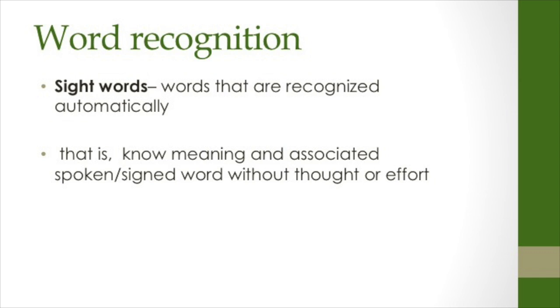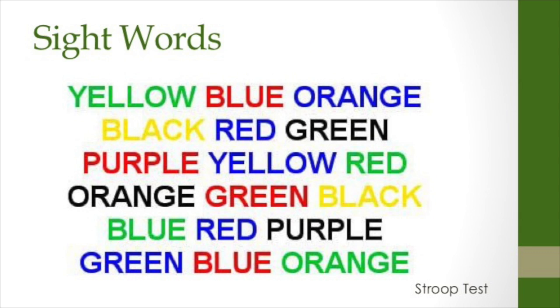So sight words are words that are recognized automatically. That is, you know the meaning and automatically associate or quickly associate the spoken or signed word without thought or effort when you see that word. So the next slide, I want you to do something. I want you to sit and read the colors of the words. Okay, let's go. Now what I want you to do is read the words as they're written.